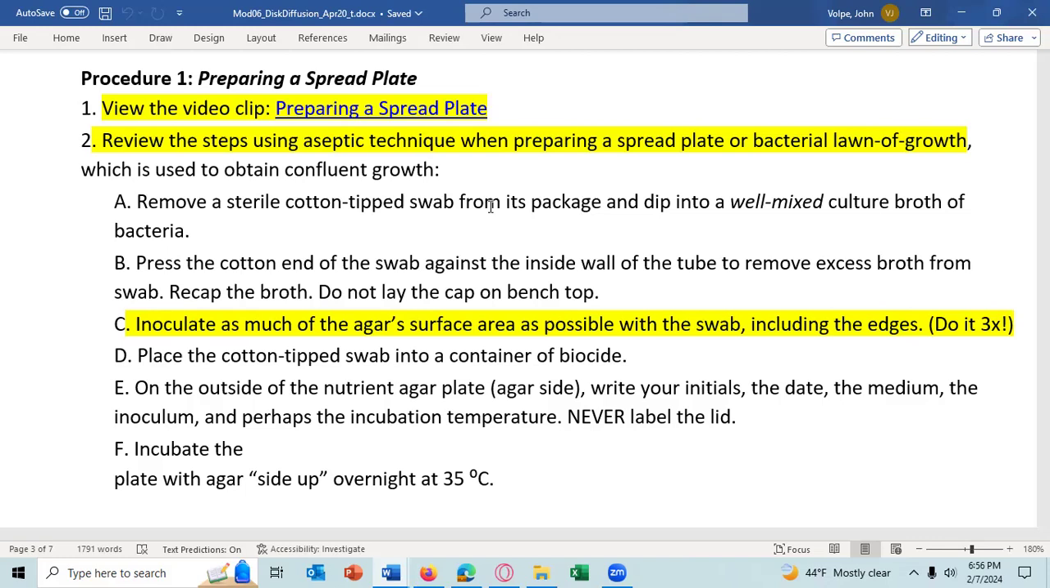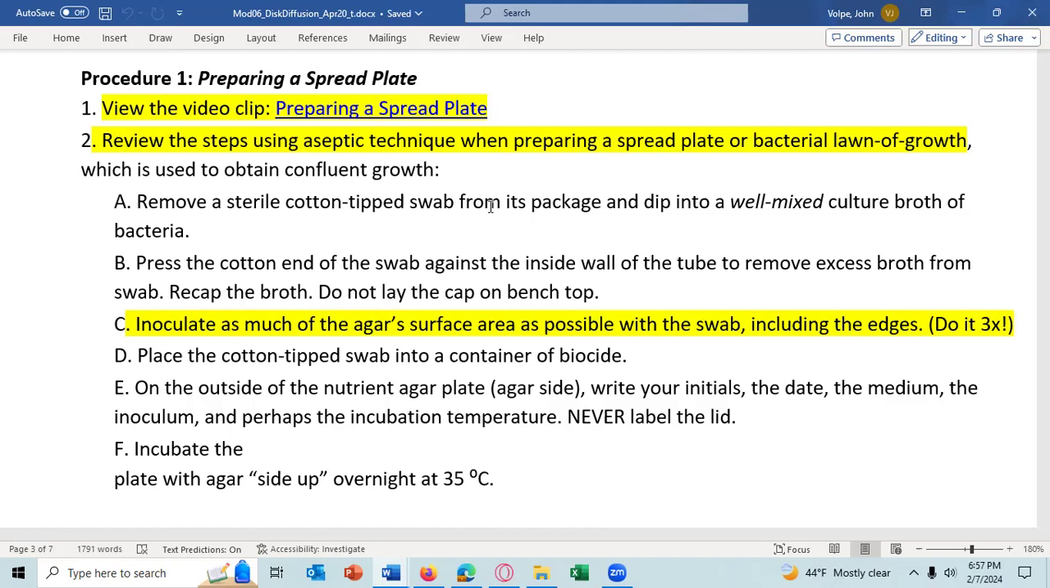What you do is you take your cotton swab, which is sterile, and put it in the media containing the bacteria. Before you take the cotton swab out, you touch it to the side of the tube to get the worst of the drop of media off. You don't want it dripping and you don't want it totally full of liquid. You have to keep it sterile. Then you take your plate and inoculate everywhere on the plate.